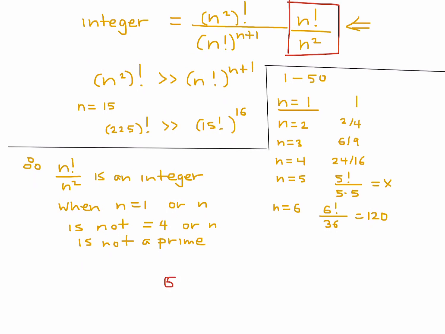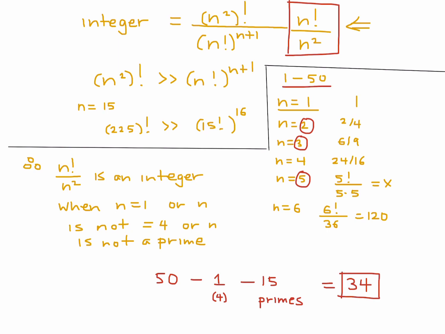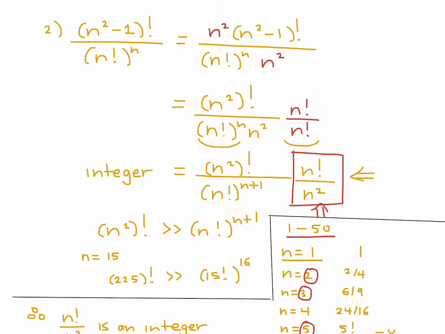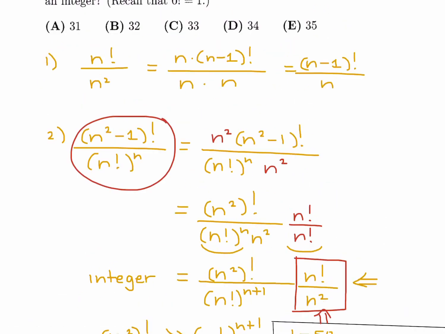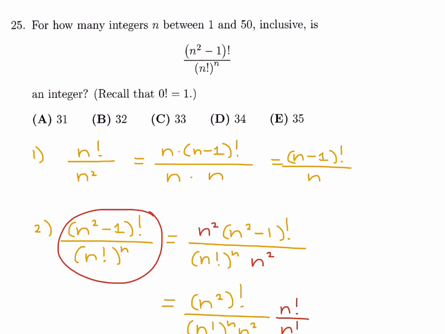So of the 50 numbers between 1 and 50, we get rid of that 4, so that's just one number. And then everything else that we get rid of is a prime number. And between 1 and 50, if you count them, there are 15 prime numbers. So 50 minus 1 minus 15 is 34. So 34 values of n between 1 and 50 will give this to be an integer, and therefore that whole thing will be an integer because it essentially was a modification of the original formula. And therefore number 25, the answer is D.